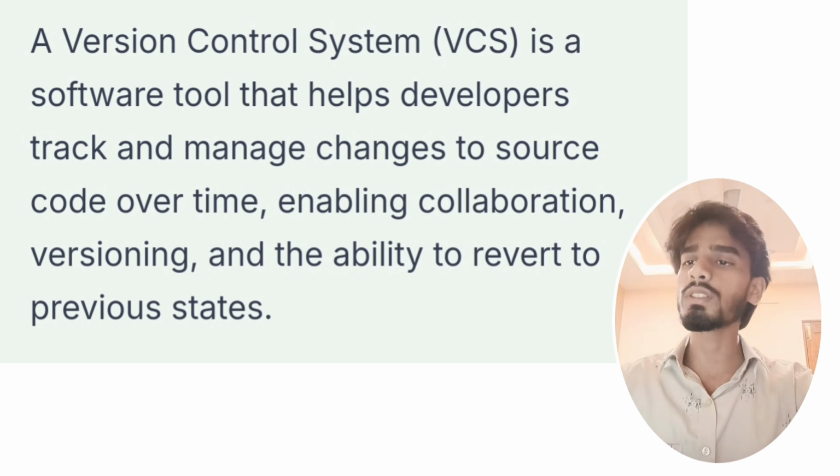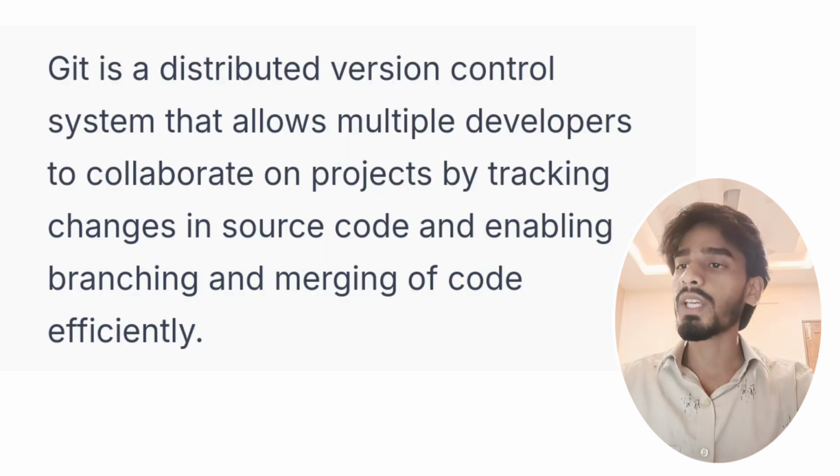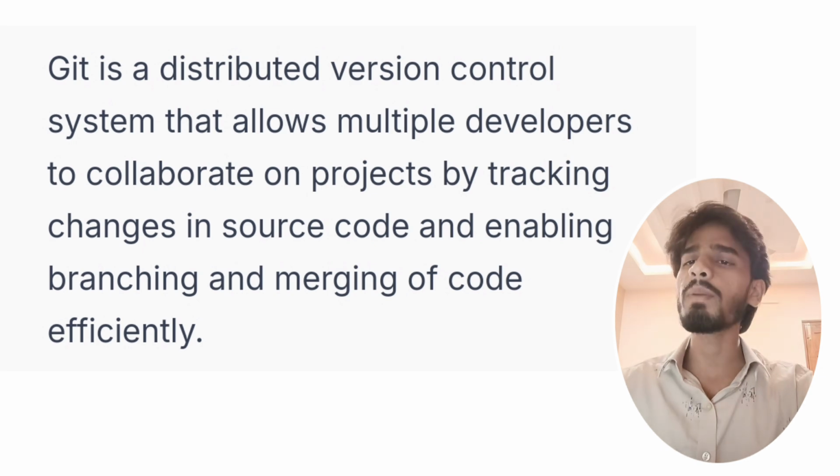What is a version control system? A version control system is a software tool that helps developers track and manage changes to source code over time, enabling collaboration, versioning, and the ability to revert to previous states. Next, what is Git? Git is a distributed version control system that allows multiple developers to collaborate on projects by tracking changes in source code and enabling branching and merging of code efficiently.